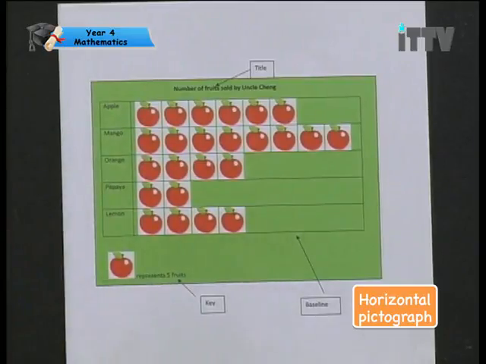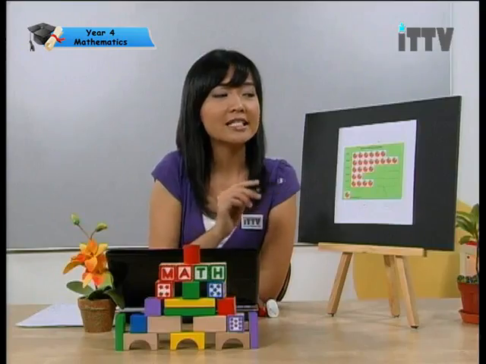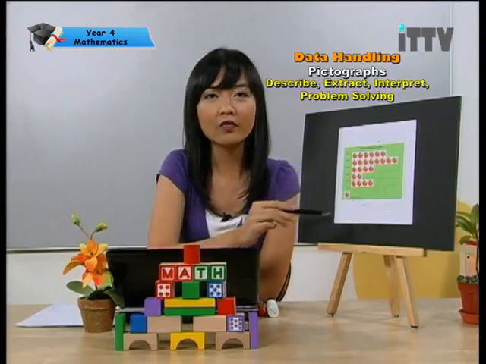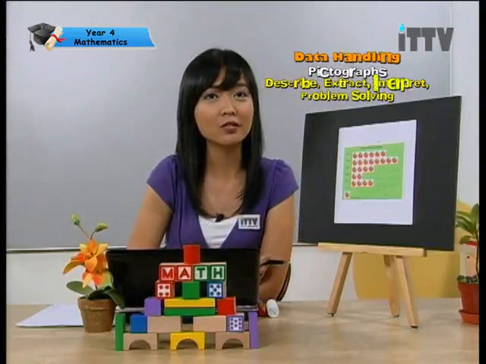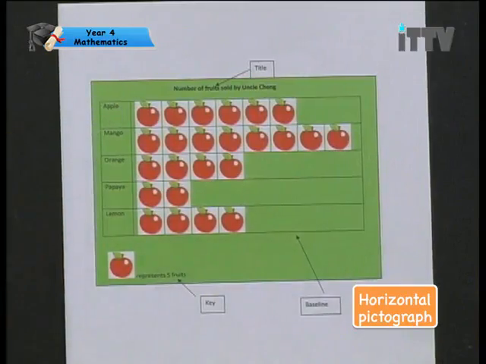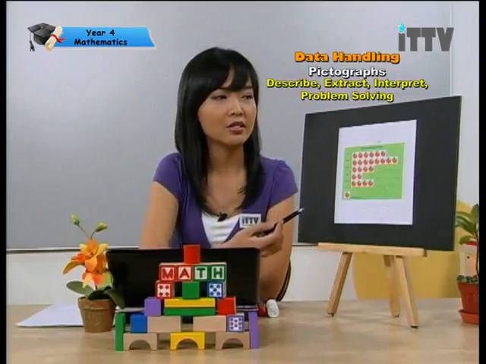So how many apples are sold by Uncle Cheng? We will take 6 times 5. That is 30 fruits. 30 apples were sold. Okay? So that is how we interpret the data from a pictograph such as these.